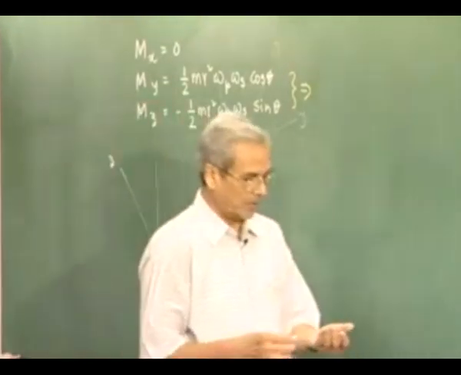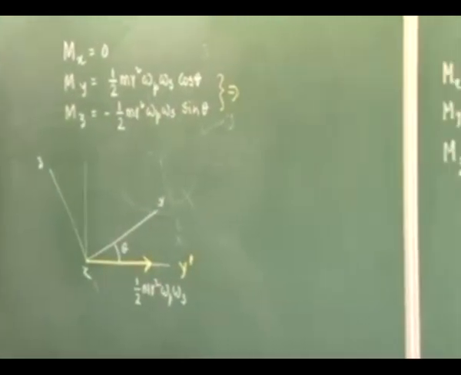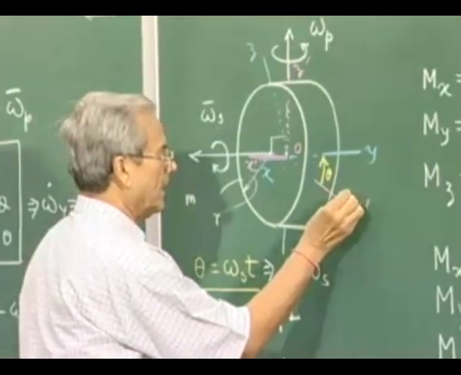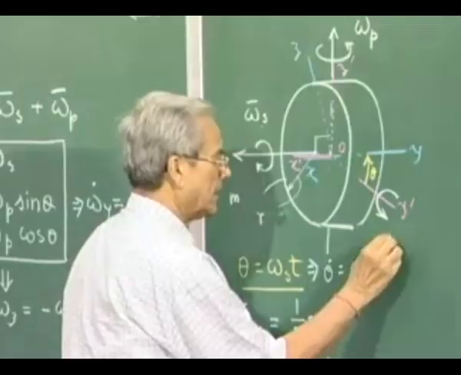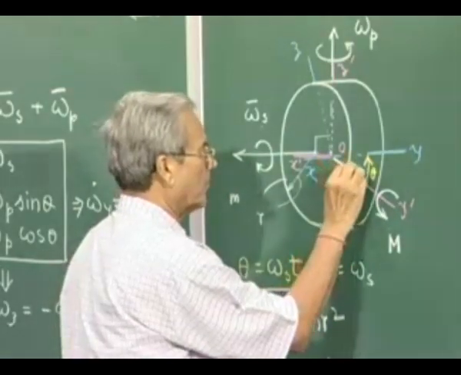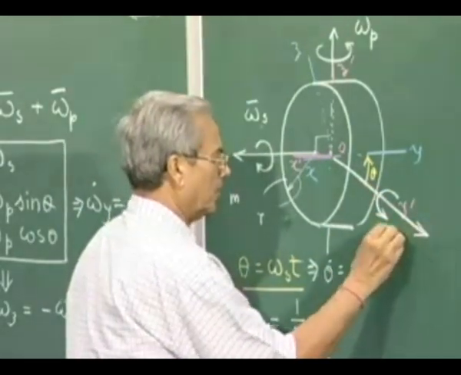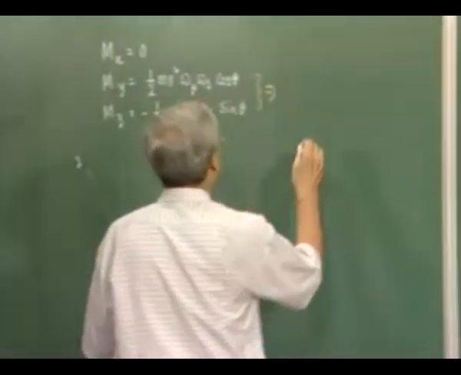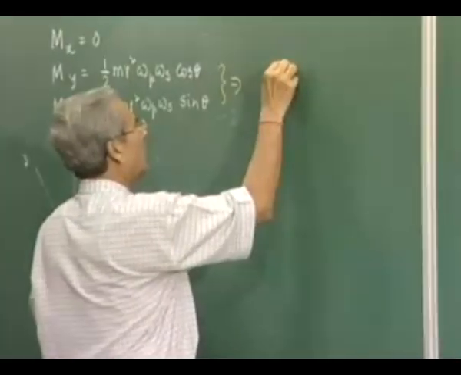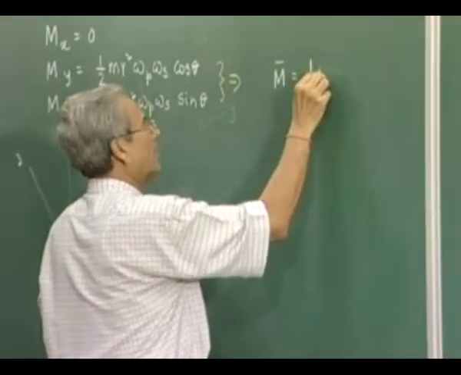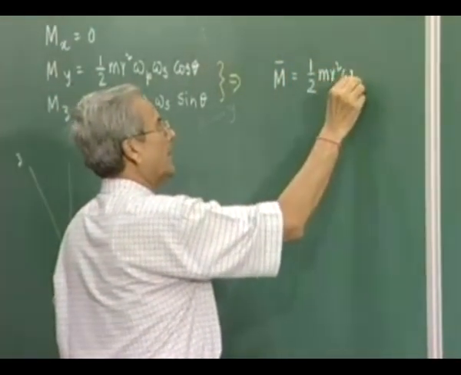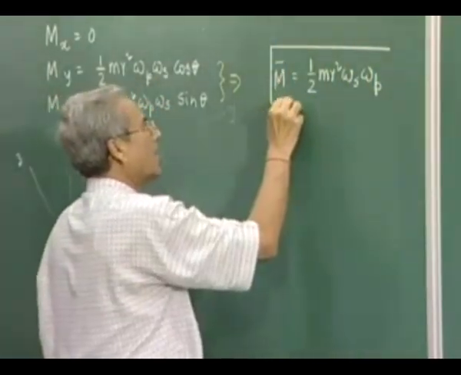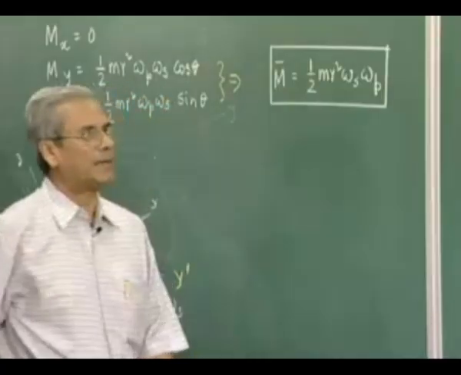So therefore we find that the torque which must be acting on this has to be along the y prime axis and will be this. So this is the moment vector whose magnitude is half mr² ω_s ω_p, and this acts along the y prime axis.